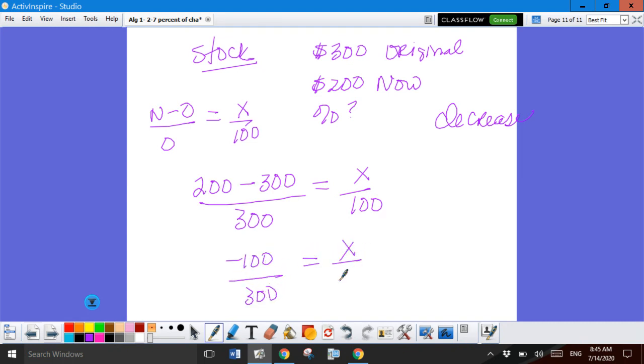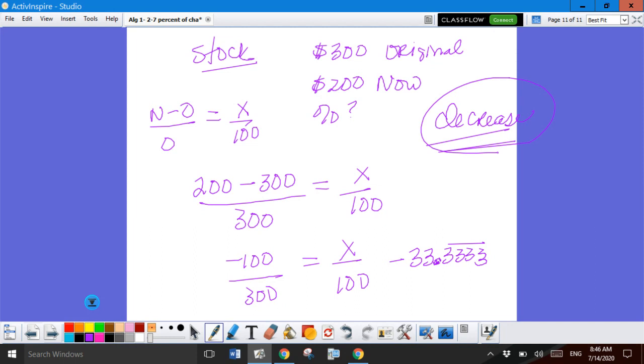So that's important because that tells me this is a decrease, okay? So negative 100 times 100 divided by 300. I can punch this in, right? Negative 100 times 100 divided by 300 gives me negative 33.33333 repeating.